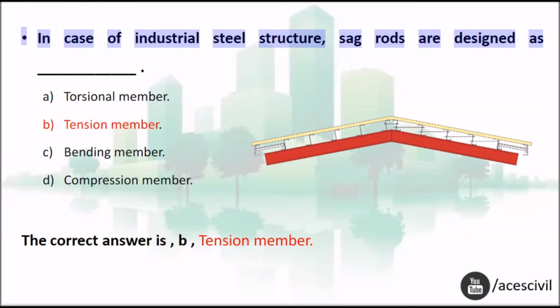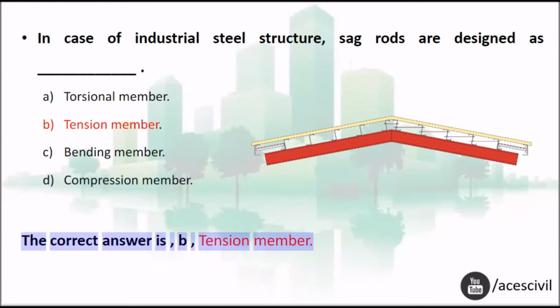In case of industrial steel structure, sag rods are designed as A. Torsional member. B. Tension member. C. Bending member. D. Compression member. The correct answer is B. Tension member.